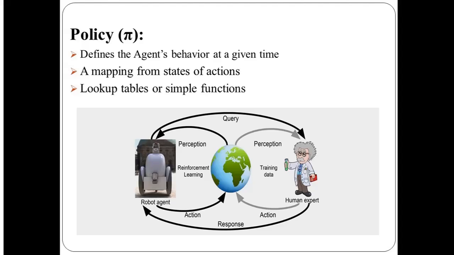First let us see policy. Policy is a strategy applied by the agent to decide the next action based on the current state. It defines the agent's behavior at a given time. It is a mapping from states to actions. It may be lookup tables or simple functions.